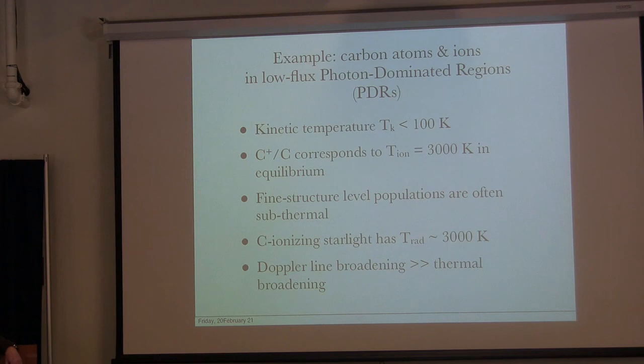The ionization of atomic carbon, the balance between C plus and neutral carbon, corresponds to an ion temperature of a few thousand Kelvin if you were to describe that ion to neutral ratio as an equilibrium property. It turns out that's actually fairly close to the diluted radiation brightness temperature of the average starlight at our location in galactic space. Maybe not coincidence.